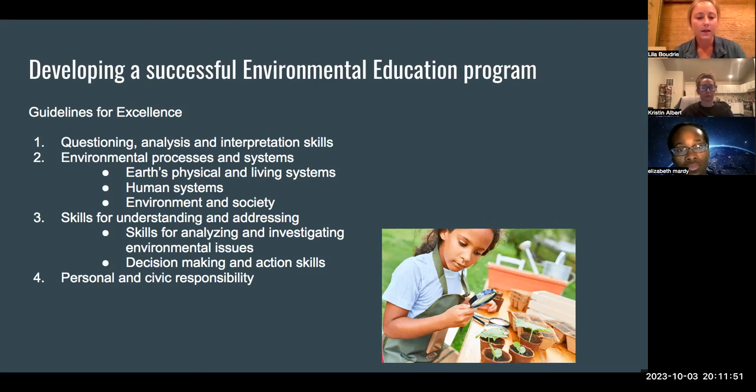Our fourth point is personal and civic responsibility. So this entails students that are willing and able to act on their own ideas about what needs to be done to support environmental conservation and preservation.